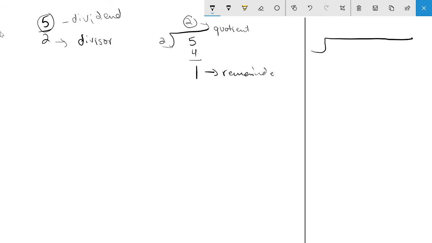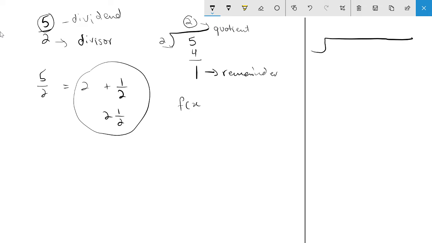And so we could say that 5 over 2, when long divided, gives us 2 plus a half, or we could write it as 2 and 1/2. Same thing. This idea of dividing numbers using long division, we can apply to polynomials. We can divide two polynomials of general form, say f of x over some divisor d of x. Let's do an example, and I'll show you how we can long divide polynomials.